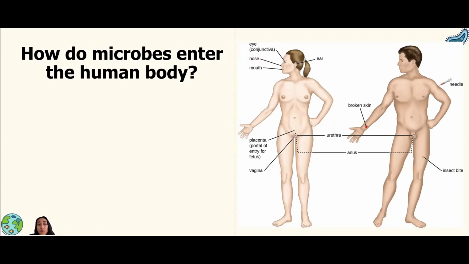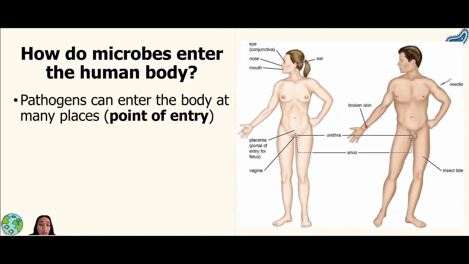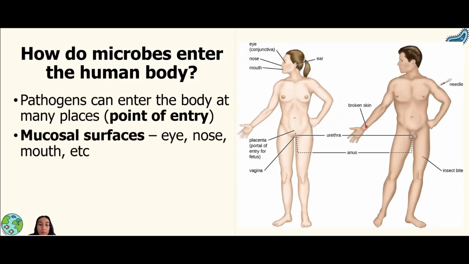Now, how do microbes even enter the human body? Well, there are different ways, and we call these the points of entry. This is how a microbe infects us. They have to get inside. A common one is your mucosal surfaces, so any surface of your body that is exposed to the outside that has a mucous membrane. For example, the inside of your mouth, nose, eyes, ears, that's mucous membrane. So if you eat something, or inhale something, or touch your eye, etc., you can get microbes on those surfaces.